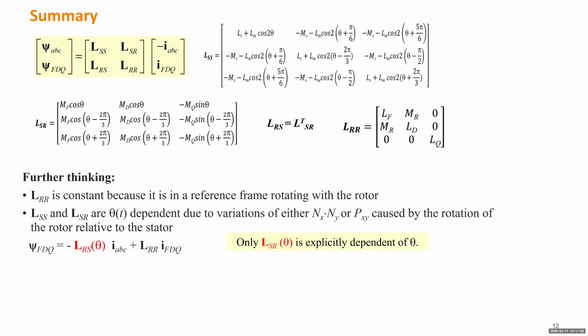Okay, and we can pick the second equation from here, which is psi FDQ equals LRS multiplied by this one plus LR multiplied by IFDQ. I intentionally highlight this item because only that one is theta dependent. Everything else will be constant. If you spell out the psi vector, psi f, psi d, psi q, there's no theta. This current has IA, IB, IC, no theta. Here's no theta, here's no theta. Only this one has theta.